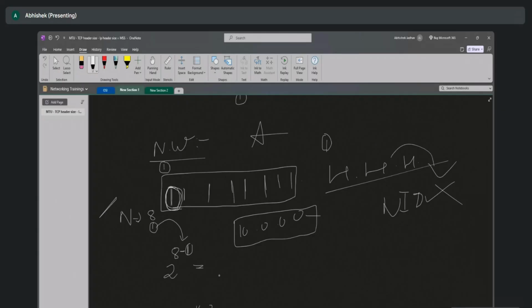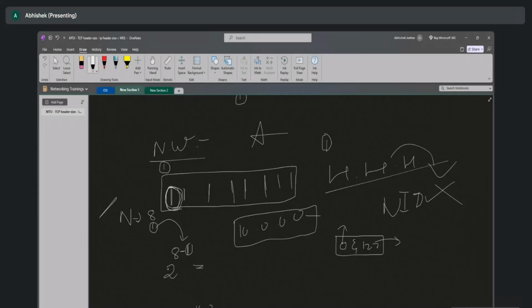And the next thing is, because I told you in class A, the 0 and 127 range of IPs is something which we do not use in the subnetting portion or in the networking portion. We do not use it for IP addressing at all. These are reserved. This is a default IP and this is the loopback address, right?